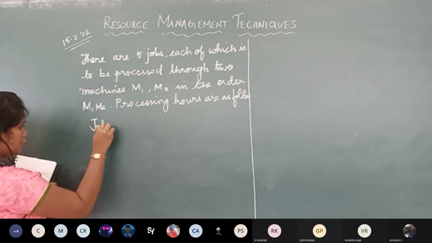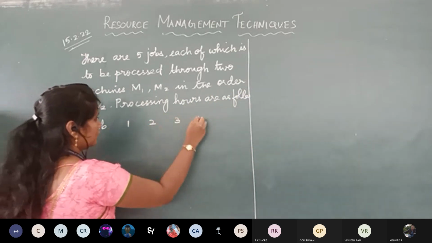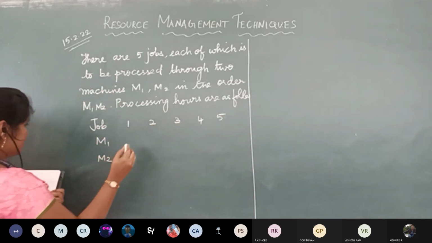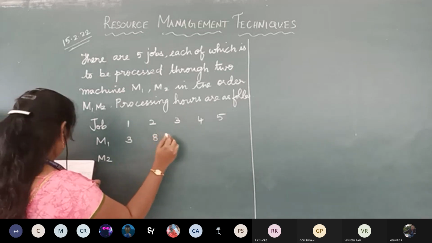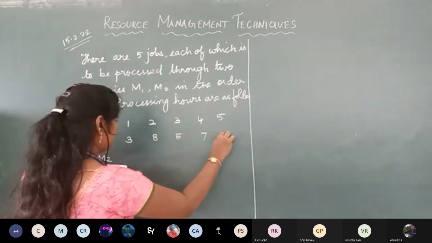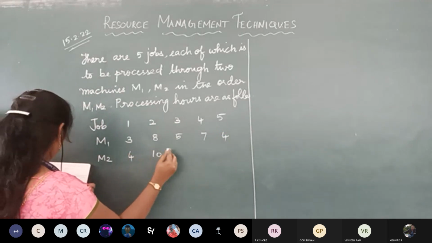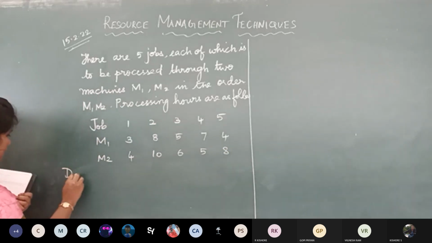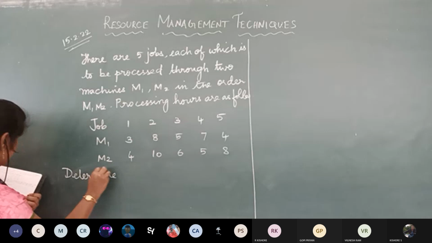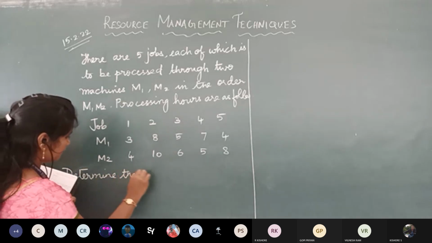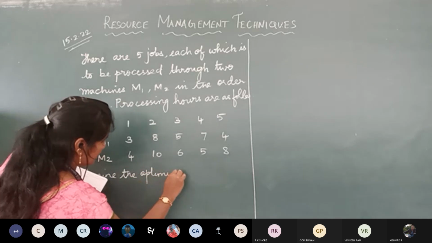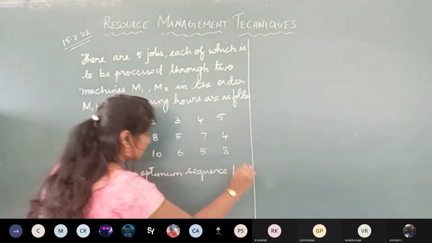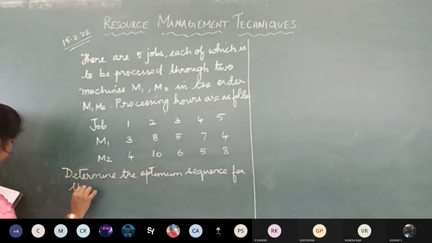The question is they've given you jobs 1, 2, 3, 4, and 5. 5 jobs they have given, and there are 2 machines. The processing times are 3, 8, 5, 7, 4, 4, 10, 6, 5, and 8. Determine the optimum sequence for the 5 jobs.